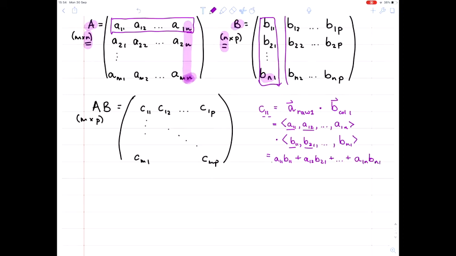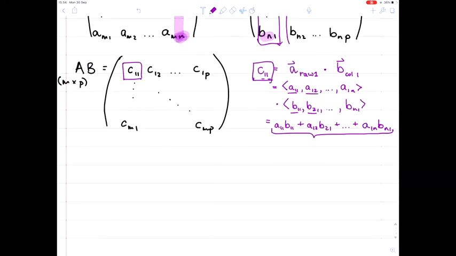Now notice that although you might have a whole bunch of terms here, once you actually add this all up, you just get a single number. And that single number corresponds to C11, which is the first entry in your matrix product.